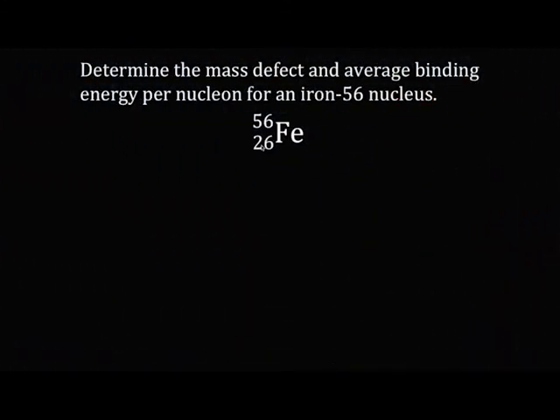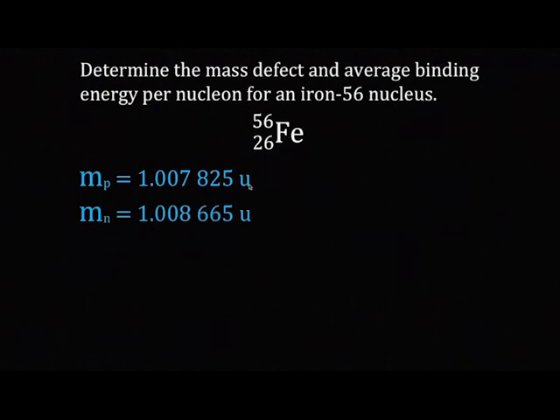Let us try to determine the mass defect and average binding energy per nucleon for the iron-56 nucleus. The mass of a proton is 1.007825 atomic mass units and the mass of a neutron is 1.008665 atomic mass units. The atomic number of iron is 26. So the mass of protons, the proton mass times the atomic number, is 26.203450 atomic mass units.